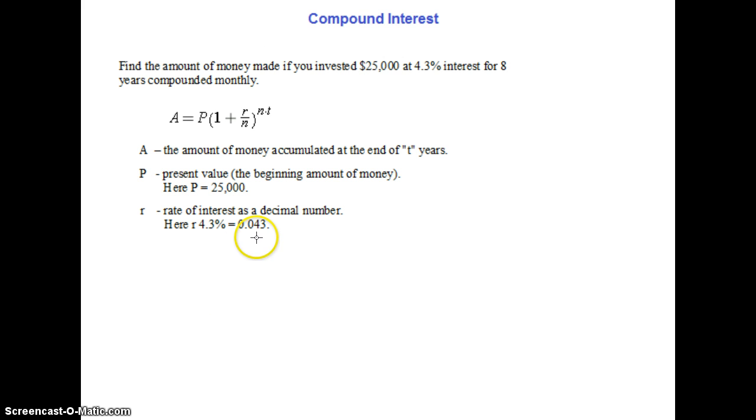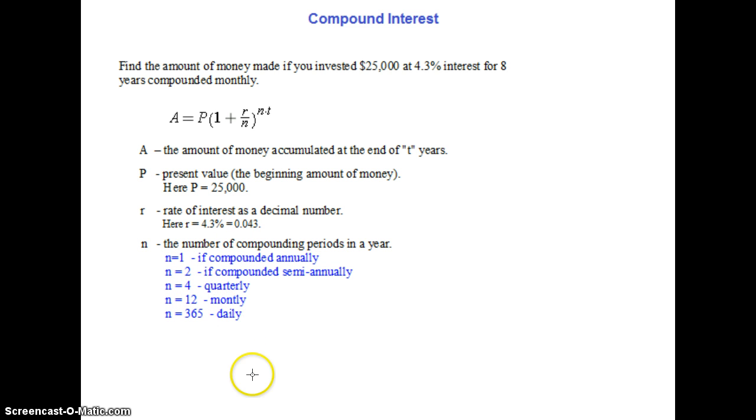R is the rate of interest as a decimal number. Here R is 4.3%, and after we convert the percent to a decimal number, we get 0.043. N is the number of compounding periods in a year. N is 1 if compounded annually, 2 if compounded semi-annually, 4 if compounded quarterly, 12 monthly, and 365 daily.